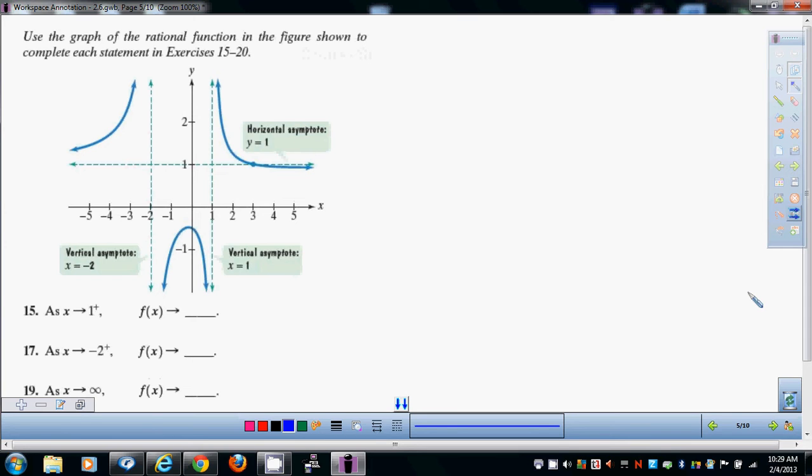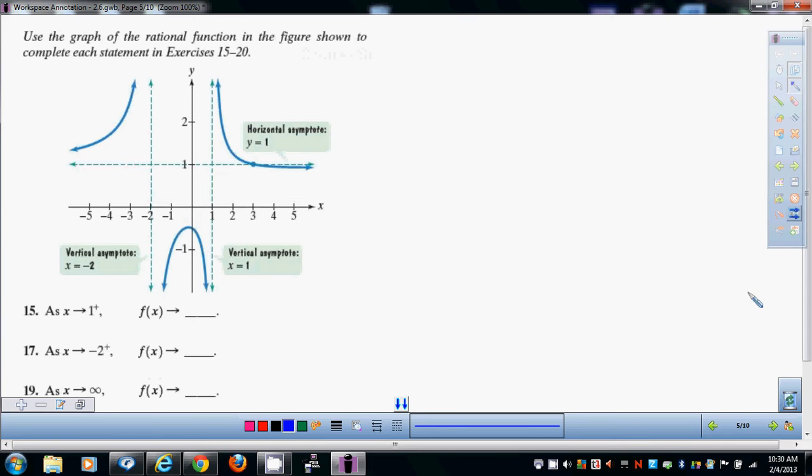What about as x shoots off toward infinity? What y value is our graph leveling off at? 1. As x shoots off toward infinity, what y value is it kind of riding right along next to? That would be 1. These are both vertical asymptotes. This is a horizontal asymptote. That's how they affect your graph.